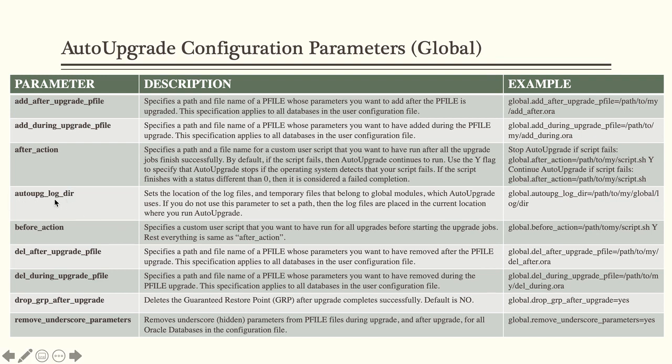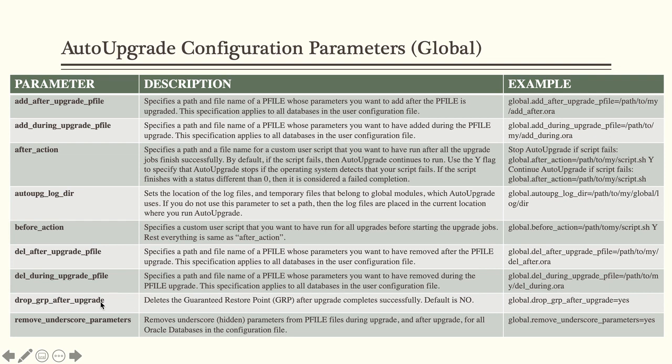Then you can mention where the auto upgrade utility should generate the log files. You can specify the location of those log files. Similarly, you have delete after upgrade p file, for parameters which you would like to remove from your current p file after the upgrade is done. Delete during upgrade p file, if there are any parameters which you would like to remove from the parameter file during the upgrade. If they are present, you can mention the name of those parameters.